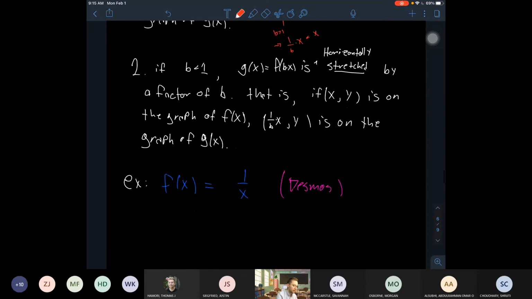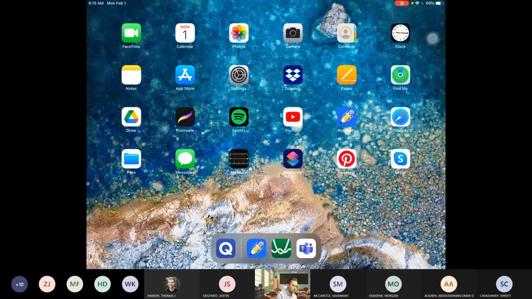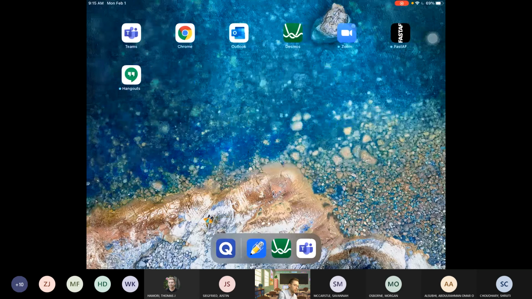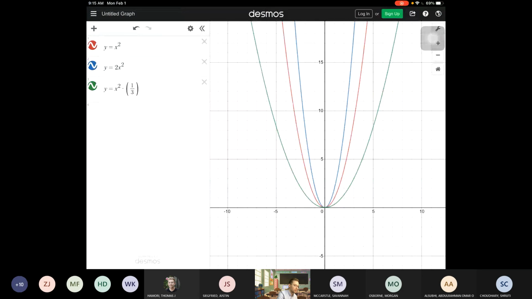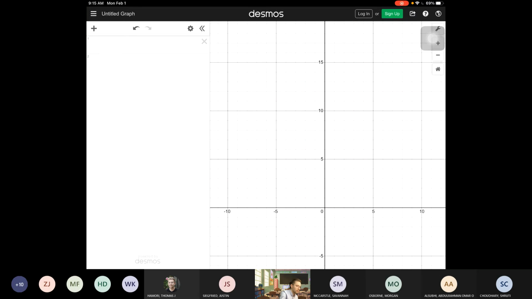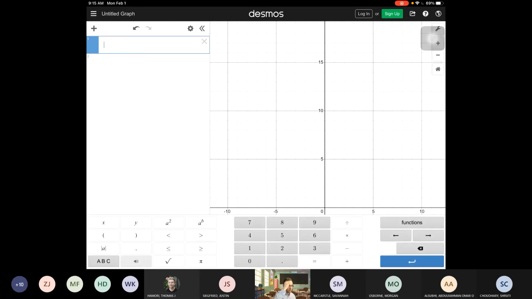Okay, so let's see the example with 1 over x. I'm not sure that's going to be such a good example, but let's see what it looks like. In fact, let's not use 1 over x. Let's use something like, oh, I don't know.